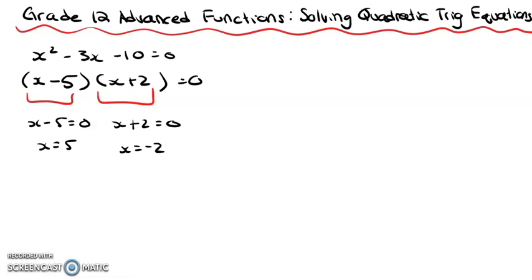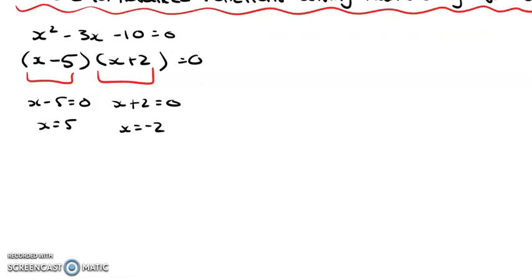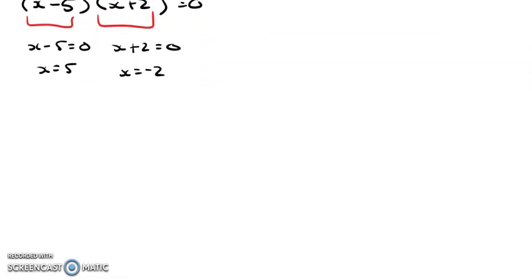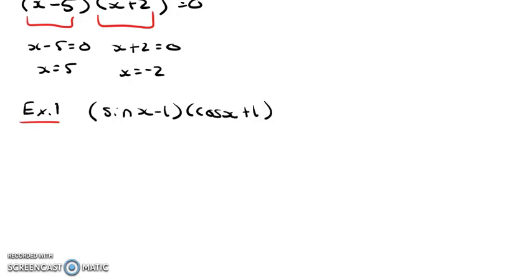And we're going to actually apply the same principle when we are solving quadratic trigonometric equations. So let's take a deeper look at this. So say I have something, let's call this example 1. So say I have something already in factor form. We have sine x minus 1, and then cosine x plus 1, and we're saying this is equal to 0, right?